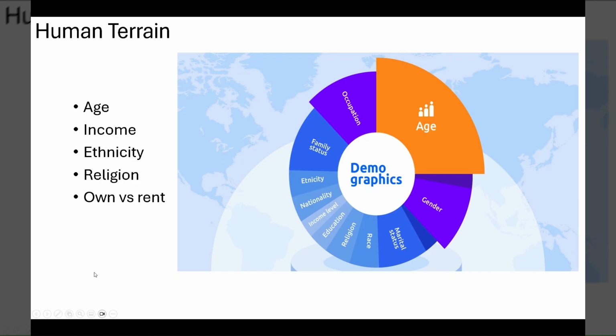The human terrain. So looking at the people in your area. What's their age, gender, marital status, race, religion, education, income level? What's their nationality, their ethnicity? What's their family status? What's their occupation? All those demographics help you to understand possible hazards and risks from people in your area, and it allows you to plan accordingly.